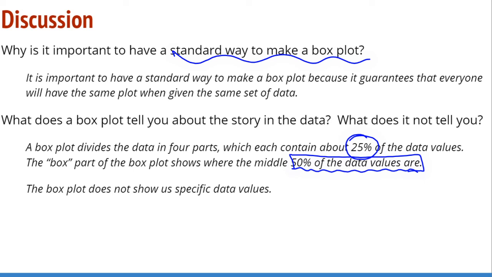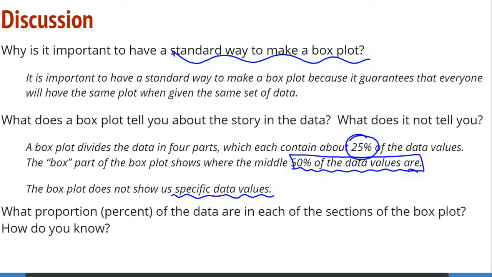Now, something that a box plot doesn't show, that a dot plot or a line plot does, is the specific data values. A box plot summarizes the data for us. It doesn't show us all of the little teeny tiny details.